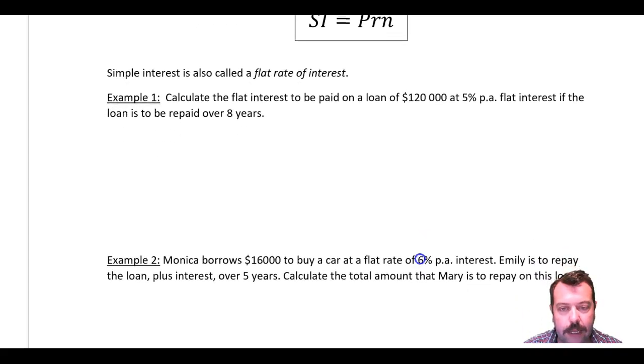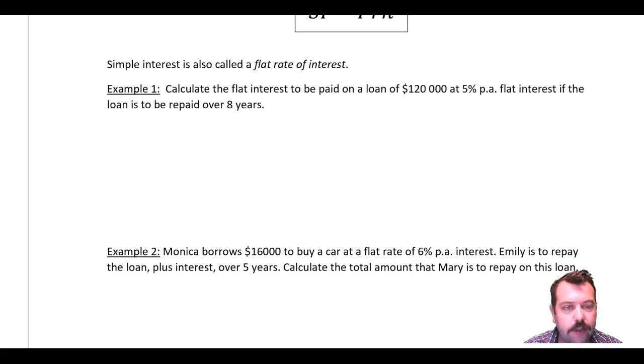In our first example here, you can see: calculate flat interest to be paid on a loan of $120,000, 5% per annum, flat, if the loan is to be repaid over 8 years. So some things to watch out for in these questions. Are we calculating the interest or how much will be repaid? Because remember, you don't just repay the interest, but the principal as well. This is only asking for the interest, so that's simple.